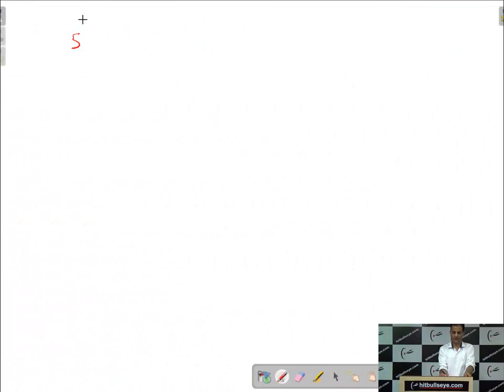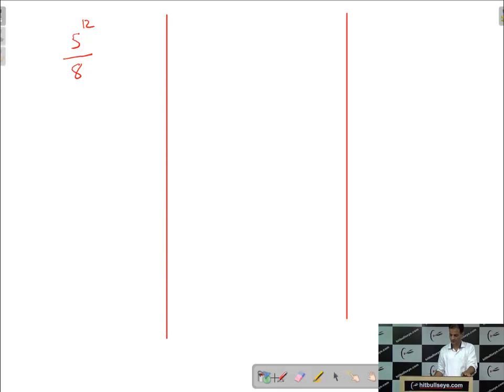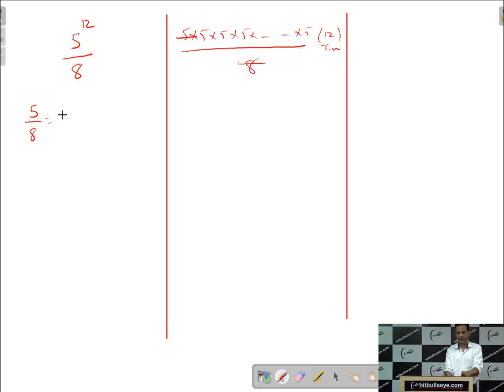5 raised to power 12 divided by 8, what is the remainder? It means 5 into 5 into 5 into 5 into 5 is written how many times? 12 times. When divided by 8, what is the remainder? Initially, when I will divide 5 by 8, I am writing here 5 divided by 8, remainder will be 5. Remainder will be 5, students. 5 divided by 8, remainder will be 5.